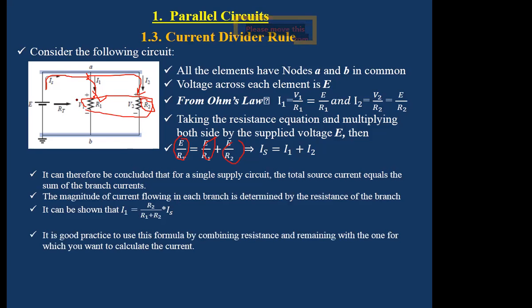So it is good practice to use this formula by combining resistances and remaining with one for which you want to calculate the current. In other words, if you had any other resistances, this is a simple formula to remember. You just pick the branch in which you want to calculate the current, then you bunch up everything that is not in that branch into a single resistance, then you use the formula to calculate the branch current.